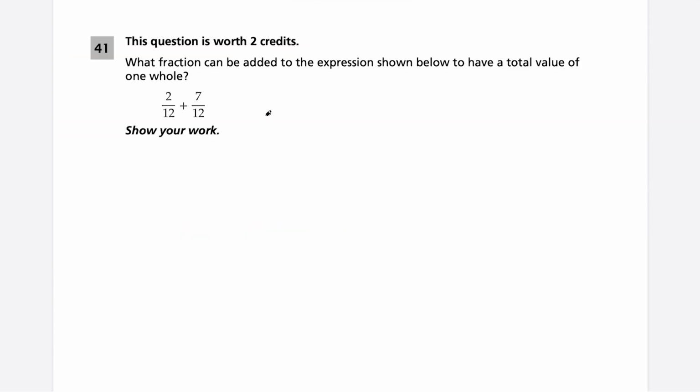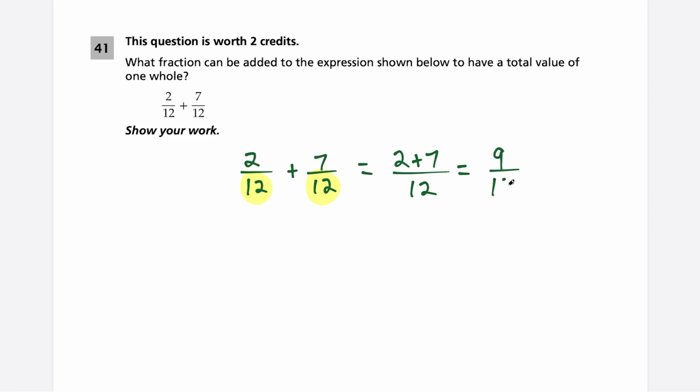Question 41, what fraction can be added to the expression shown below to have a total value of 1 whole? So for a question like this, the first thing I would do is add the fractions together. So we have 2 over 12 plus 7 over 12. And notice that these two fractions have the same denominator. So since they have common denominators, we could add these fractions just by adding the numerators together and keeping the denominator the same. So we have 2 plus 7 and the numerator is 9 over 12.